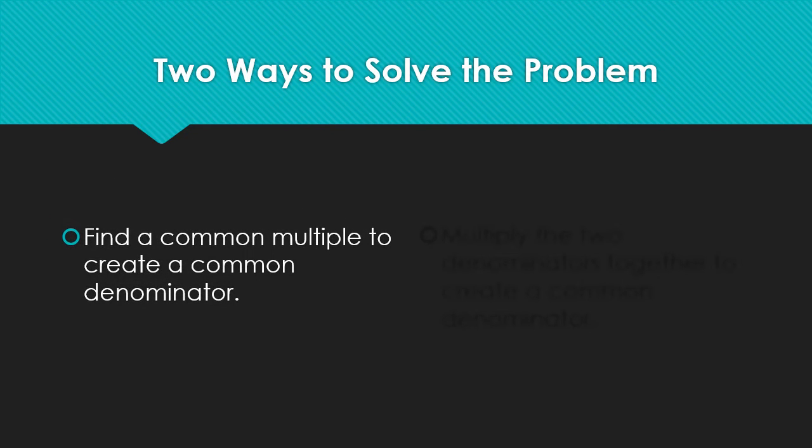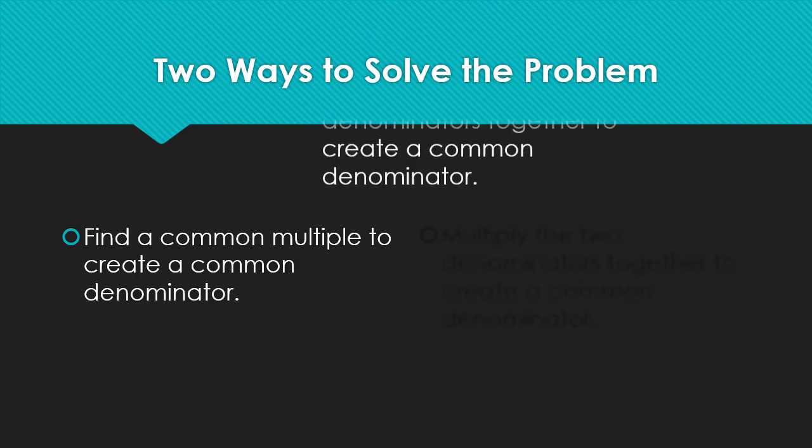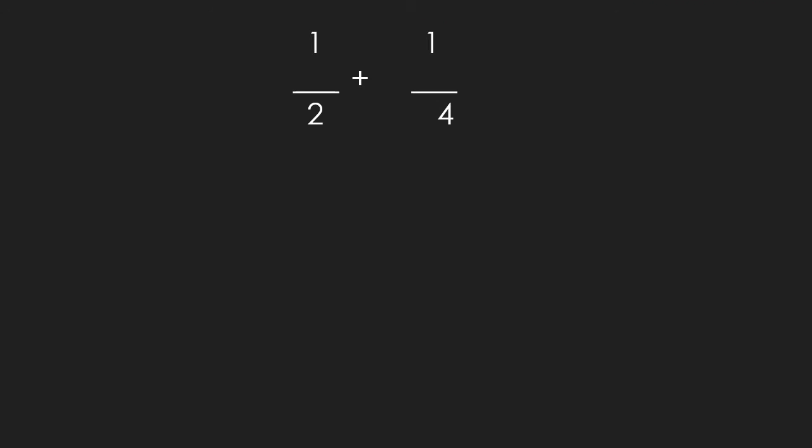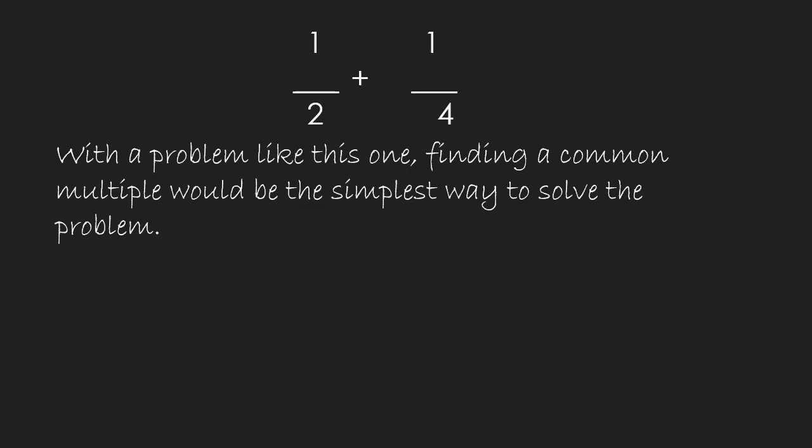Find a common multiple to create a common denominator, or we multiply the two denominators together to create a common denominator. With a problem like this one, finding a common multiple would be the simplest way to solve the problem. Here is why.